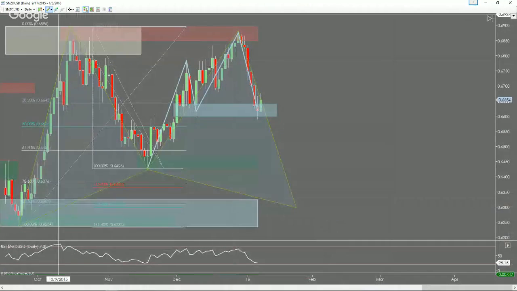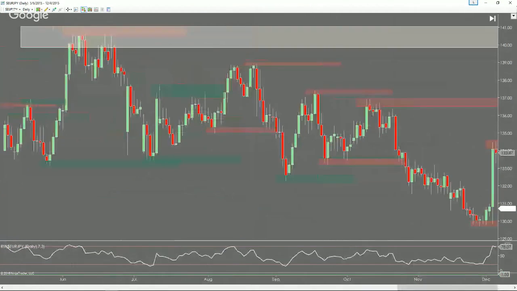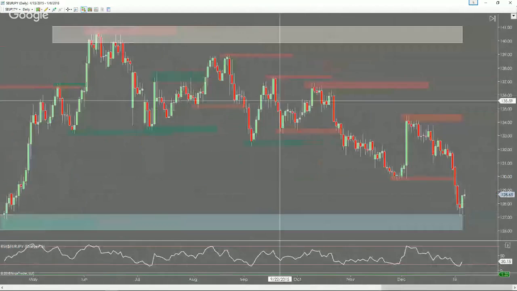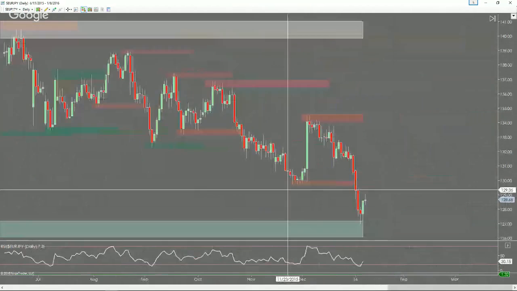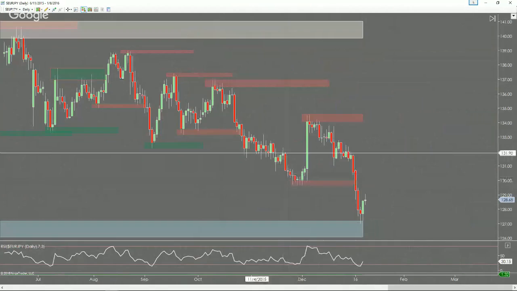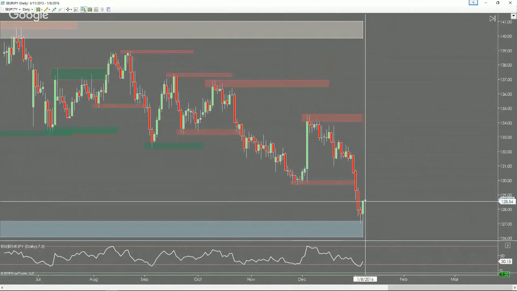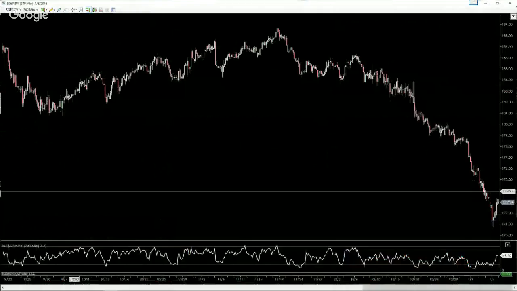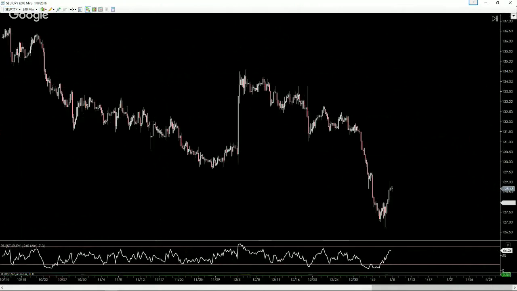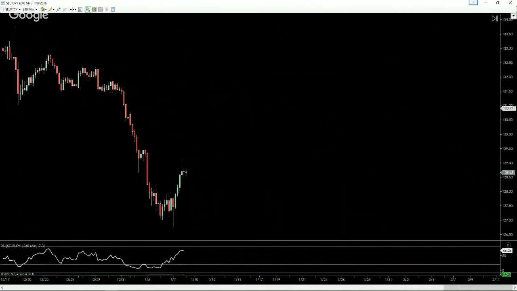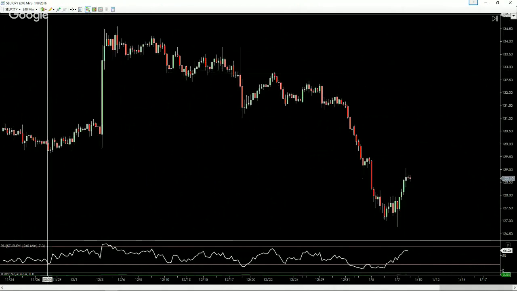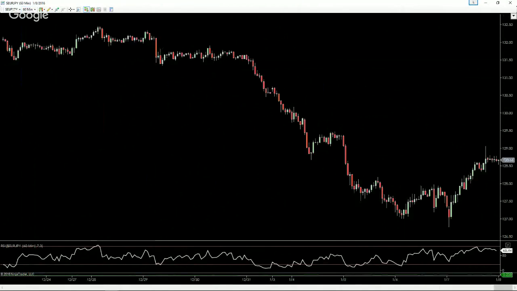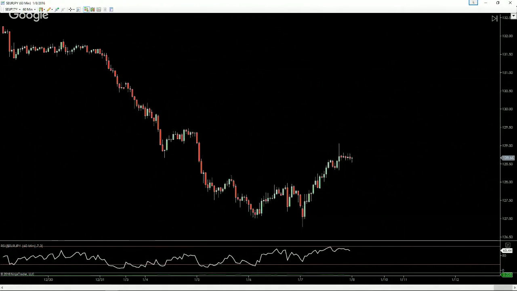All right, let's go to Euro Yen. All right, we're still on a bearish trend. If you notice, it's still continuing to have lower lows and lower highs. Let's go back up to Euro Yen. Where's Euro Yen? Nothing there.